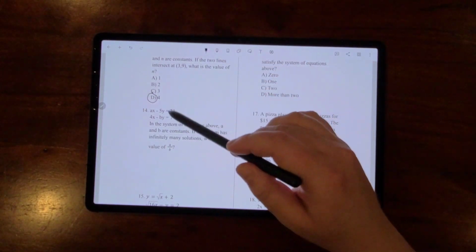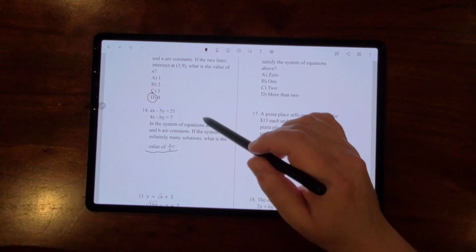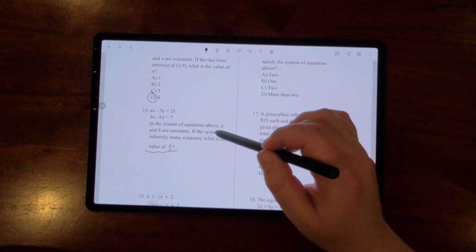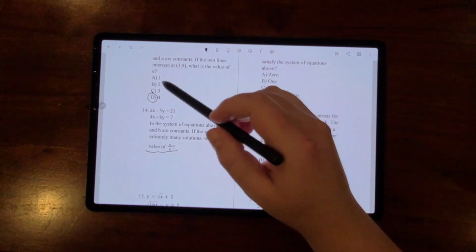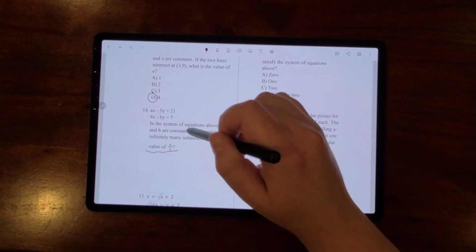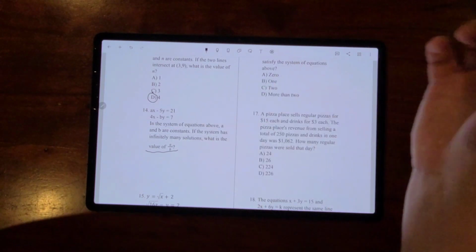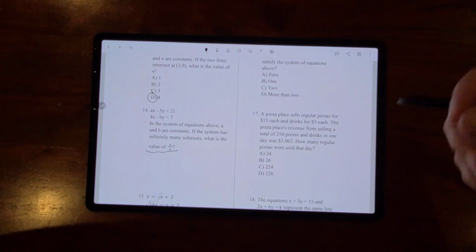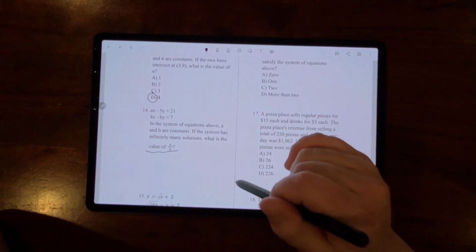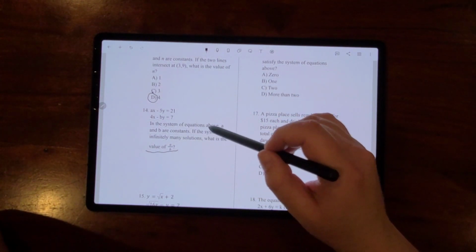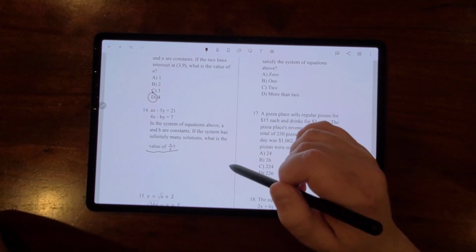So now we want to know what's the value of A over B, so I'm going to underline that. And we want to say that the system has infinitely many solutions. Also, people get confused about what constants means. A and B are constants. That just means think of them as numbers. It's just a fancy term. So if the system has infinitely many solutions, what is the value of A over B?